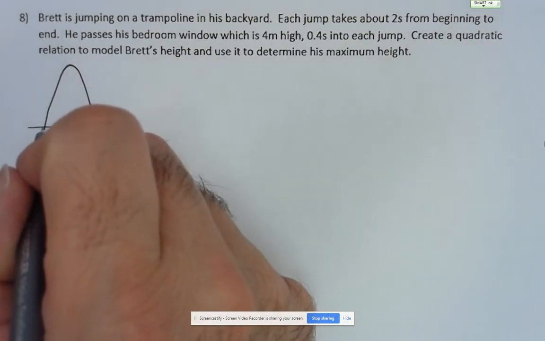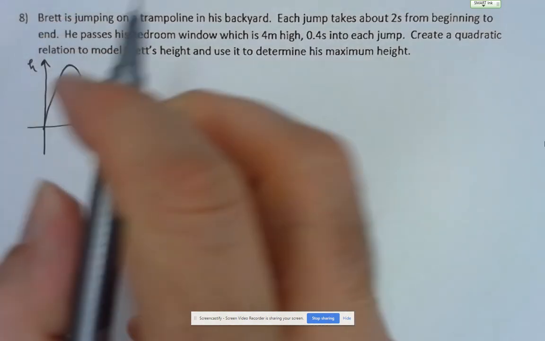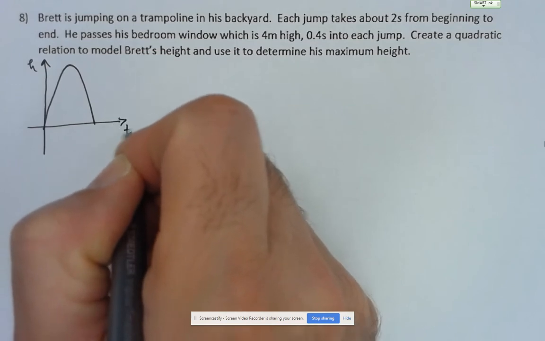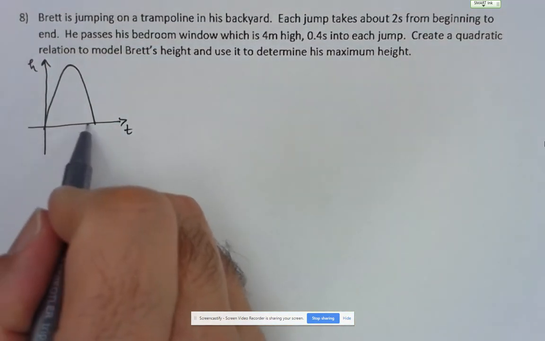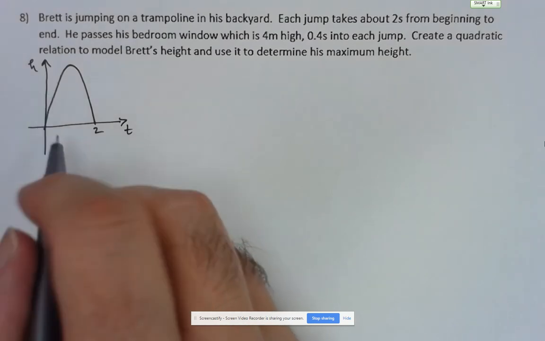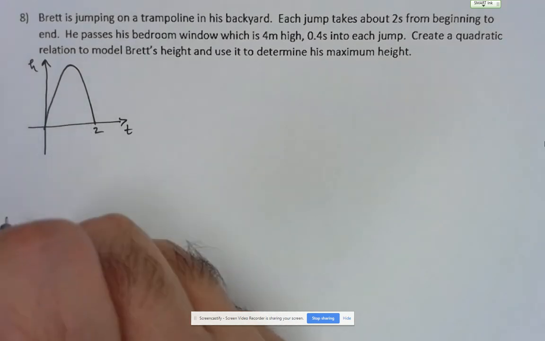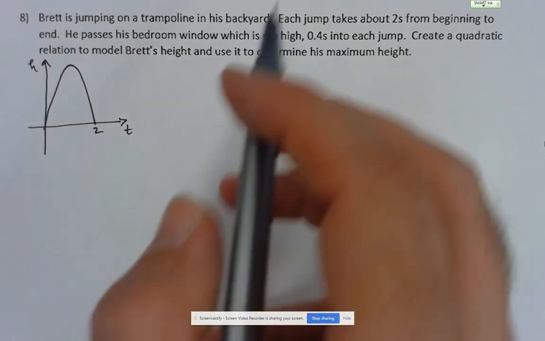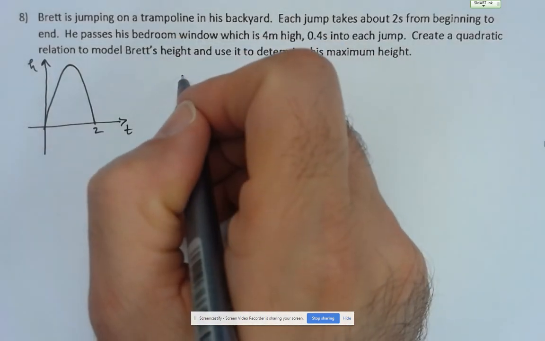I'll assume that the start of the jump is going to be at time 0. So we'll say this is height and this is time. At time 0, and it takes 2 seconds to complete a jump. This is when I realize that I actually have the x-intercepts of this function, so I can very easily start writing my model.